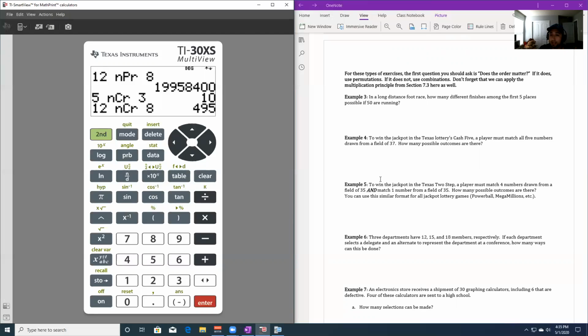All right, example 3. In a long distance foot race, how many different finishes among the first 5 places are possible if 50 are running? Now you have to ask, is there order or no order in a race? If there's no order, everyone can finish first place, even if you're last place. Now, does that make sense? No. It'd be nice, but no. So there has to be order in a race. There's only one person who comes in first place, right? So this would be a permutation. So this has order.